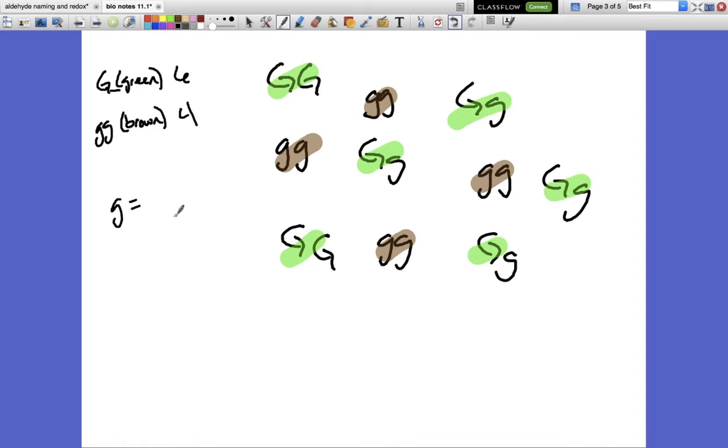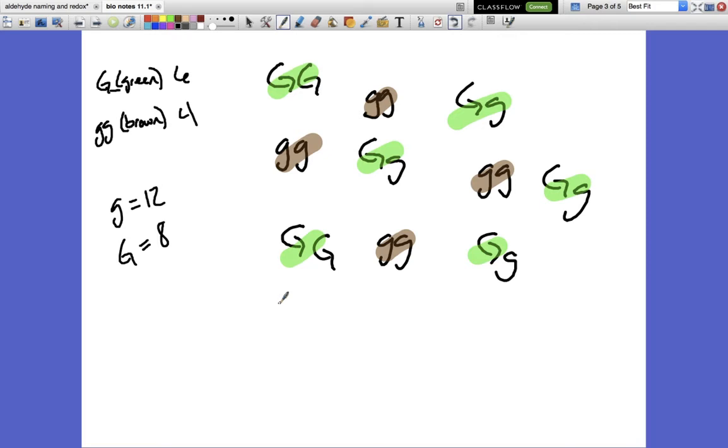If I count out the alleles alone, if I'm just counting lowercase g's, there are actually 1, 2, 3, 4, 5, 6, 7, 8, 9, 10, 11, 12 of those little g's. And there are only 1, 2, 3, 4, 5, 6, 7, 8 capital G alleles. So actually there are more recessive alleles than dominant alleles. But again, because dominant takes over, it actually looks like there are more dominant alleles in this population.